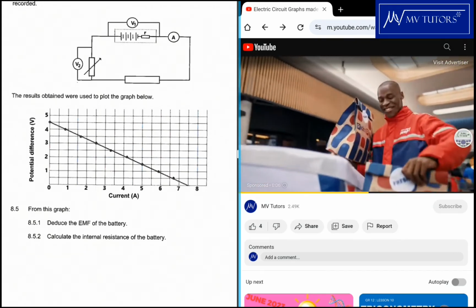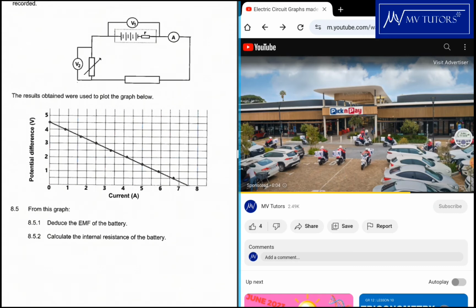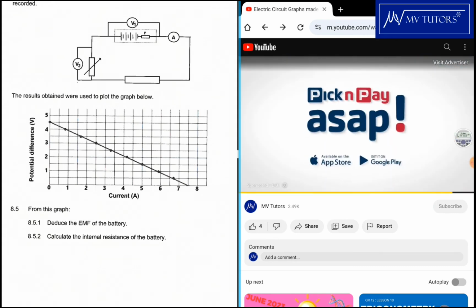A fresh way to shop, pick and pay. Just tap, tap, ASAP. Our freshest groceries, delivered fast, easy.